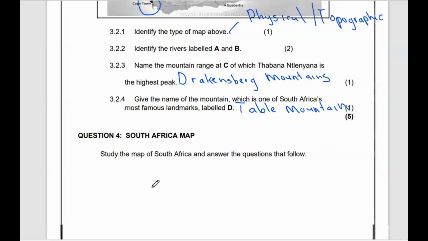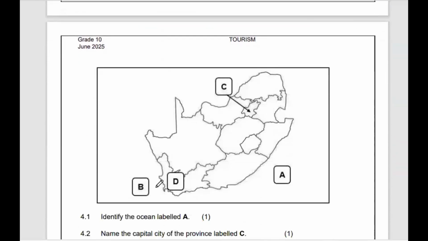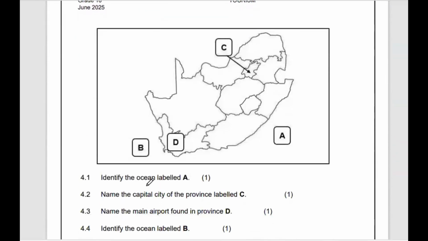Then question C, South Africa map. Study the map of South Africa and answer the questions that follow. So we do have the map of South Africa. It has various labels. We have letter A here. We also have letter B, D, and also C. It also reads, identify the ocean labeled A.